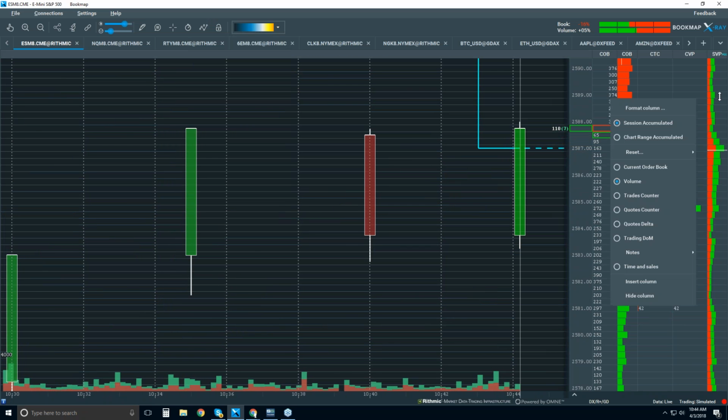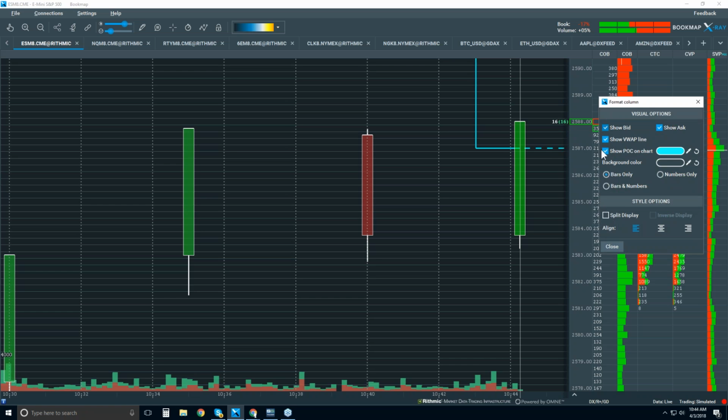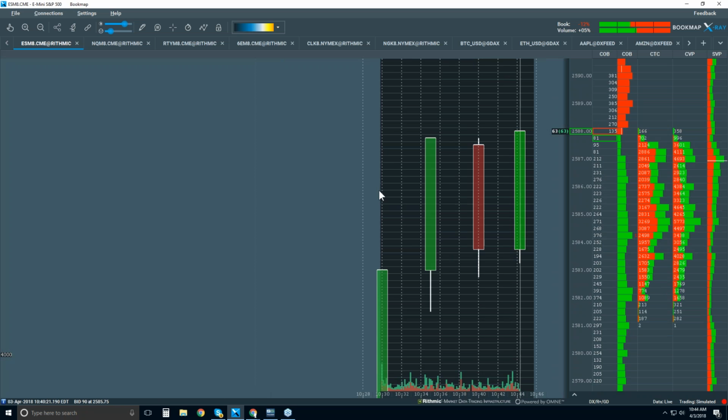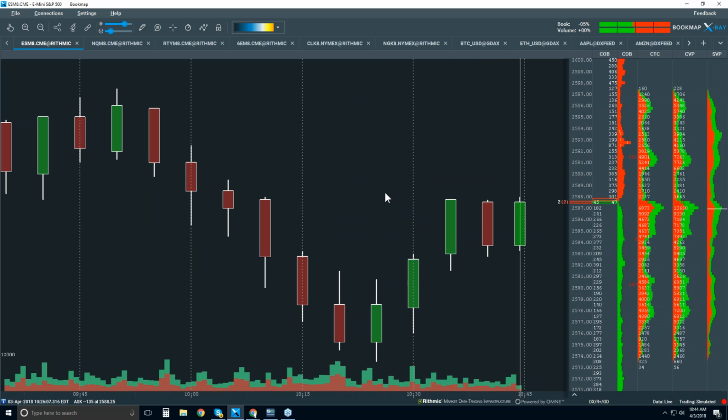Okay, and also we have a point of control. I want to get rid of that for now. There we go. And let's zoom out. Okay, so here's a 5-minute candlestick chart in Bookmap.